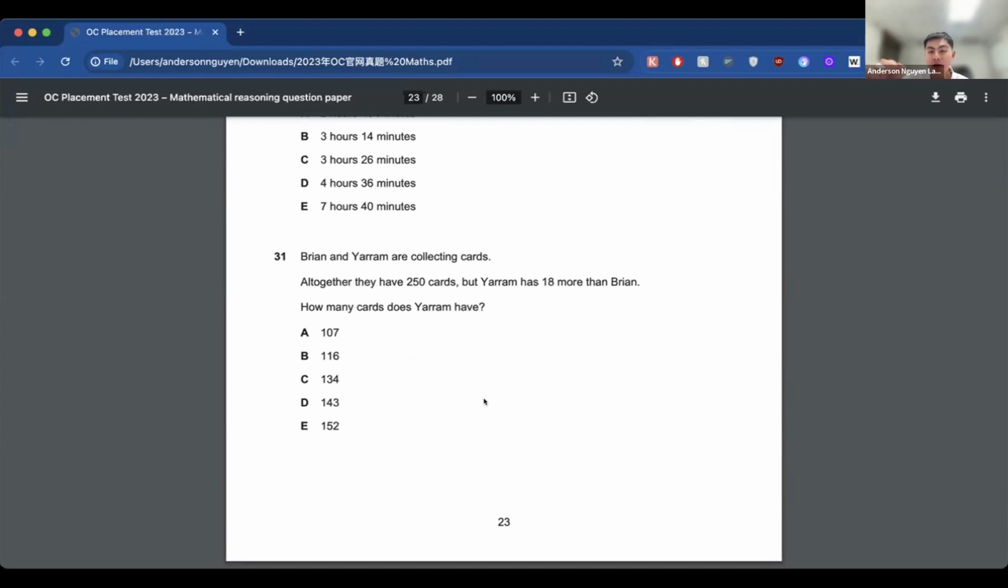31. These two people, Brian and Yaram, have 250 cards altogether, but Yaram has 18 more than Brian. How many does Yaram have? So with these questions where you have unknowns, you need to start off with a number sentence. Y and B, together they have 250 cards. Now, if you remember that apples and bananas question, if you have combinations like this one, and you're comparing them, or working out what each of the values are, turn your combination so that it's all in terms of one quantity. So all Yaram or all Brian, all Ys or all Bs.